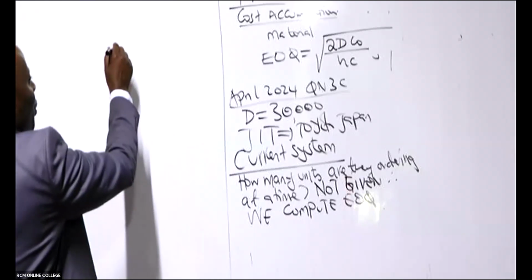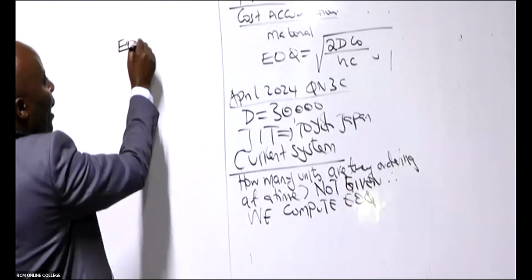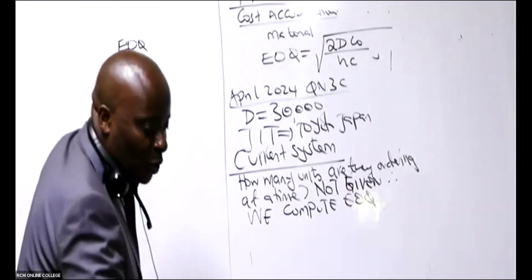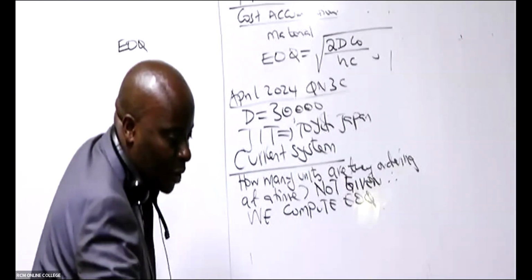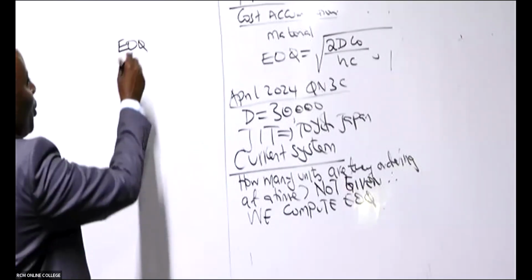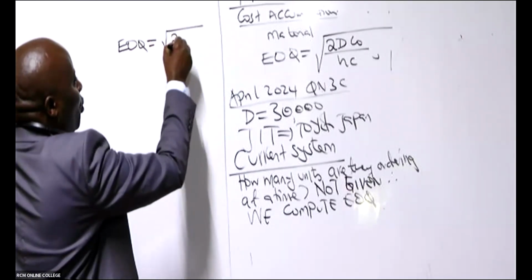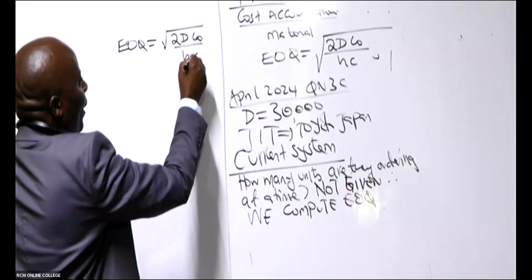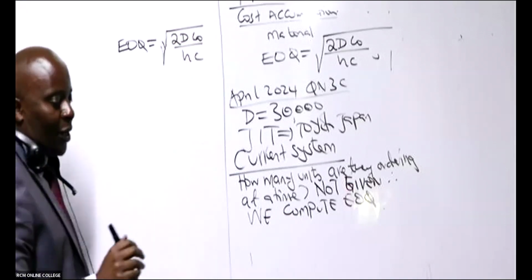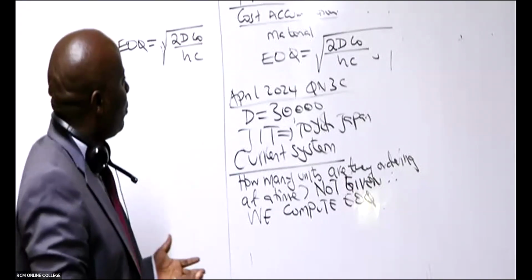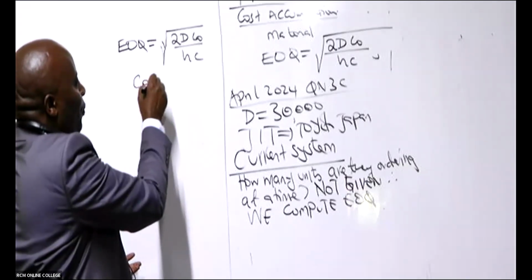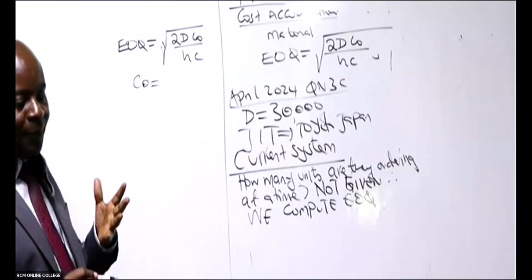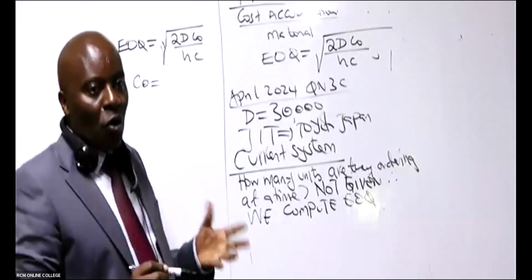The good thing with yourselves is that you are young enough. The formulas here will not disturb you. So you know that EOQ will be equal to the square root of 2DCO over HC, isn't it? I don't have a problem with CO. CO is cost per order. If this is your very first class, CO stands for cost per order.